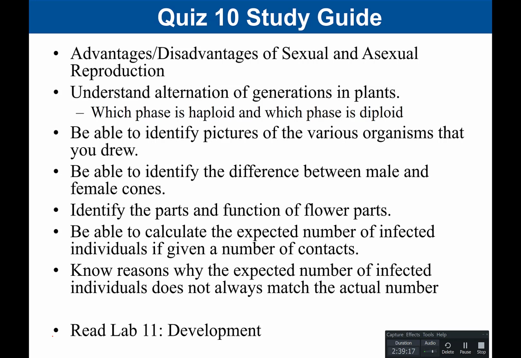And so just make sure that you go through and you review your slides as well as your lab write-up to help you study for this. Make sure when you study your slides that you're not only studying the plants, but also to be able to identify the fungi as well. So like for the rhizopus, know the difference between the sporangium and the zygospore. Be able to identify which is asexual, which is sexual, etc. And then read through lab 11, looking at development.